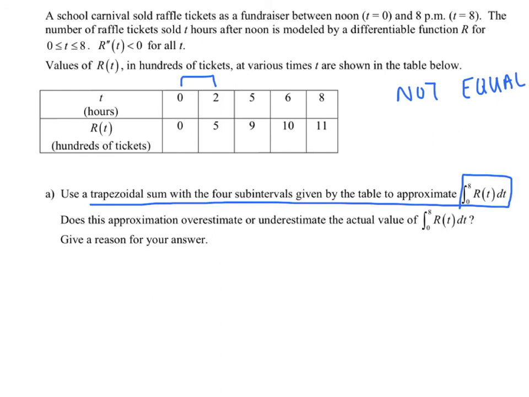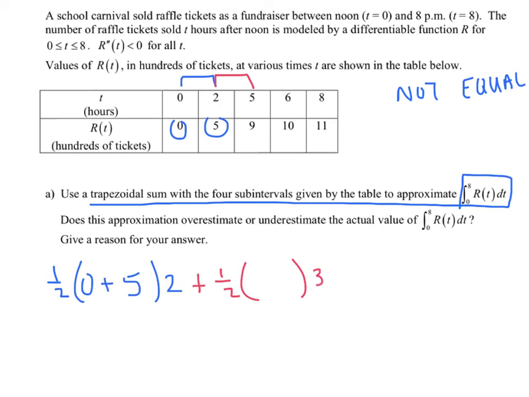So my first trapezoid has a base of 2 units. And the respective heights are going to be 0 and 5. 0 on the left edge, 5 on the right edge. Okay, my second is going to go from 2 to 5. So that's a base of 3 units. And my respective heights are 5 and 9. All right. The third trapezoid is going to go from 5 to 6. So my base is only 1 unit. My respective heights are 9 and 10 of those edges.